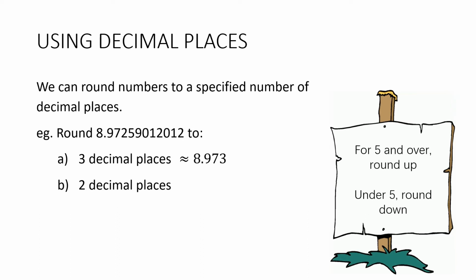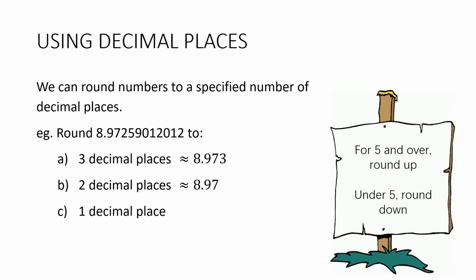How about this one? 2 decimal places. Locate the position, first decimal place, second decimal place, look at the next digit. It's a 2. This time it's under 5, so we're going to round down, which means that that 7 is going to stay a 7. The 2, 5, 9 and so on is all just going to disappear. So it's approximately equal to 8.97.